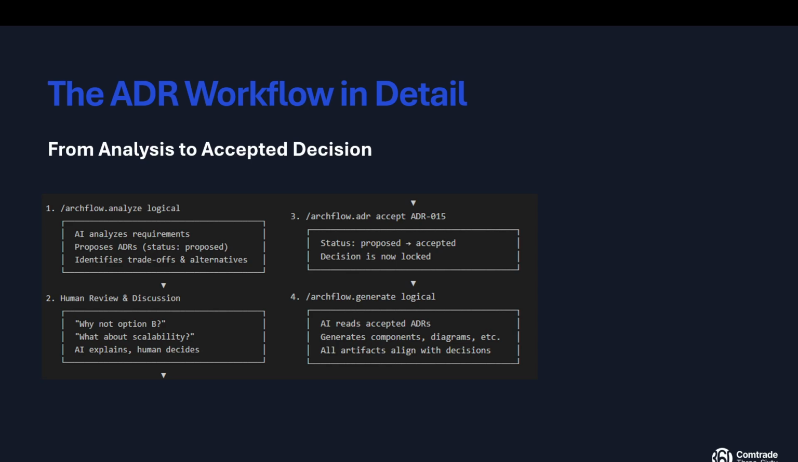In step 3, when you are satisfied with the decision, you run /archflow.adr accept, followed by the ADR ID, and this changes the status from proposed to accepted. The decision is now locked, and this is your explicit approval.